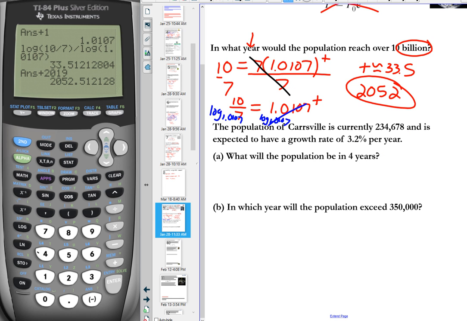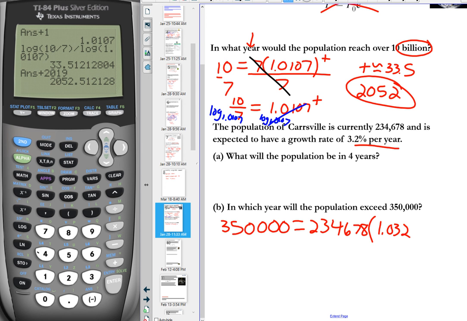Okay, let's see this bottom one down here. So we did this Carsville one yesterday. In which year will the population exceed 350,000? So final amount. This is an annual growth rate. So 350,000 is equal to the original population, 234,678. The growth rate is 3.2%, so 1.032.